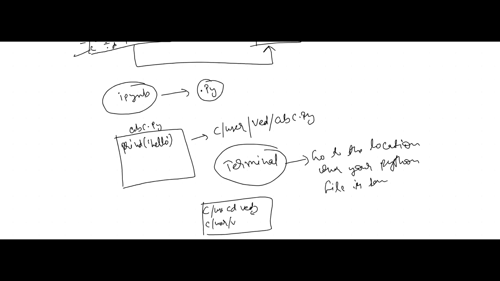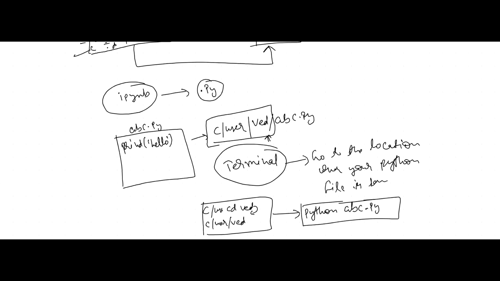And once it has come to that location where your file is there in your terminal, now what is the command to run the Python file? You have to write here in terminal Python space and your file name abc.py and hit enter. Done. And your code will run. Now let me show you.